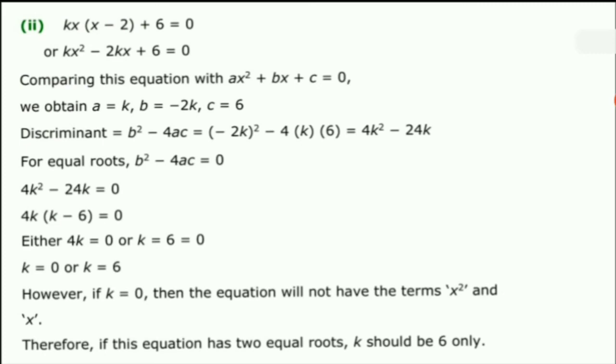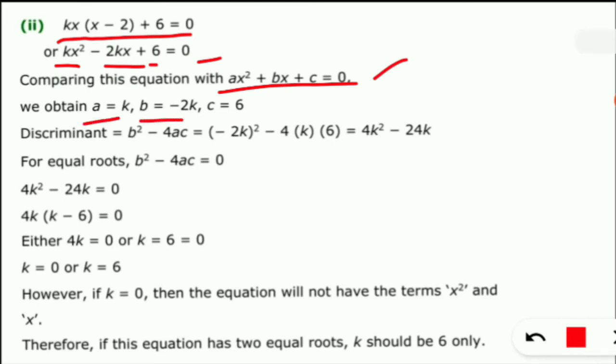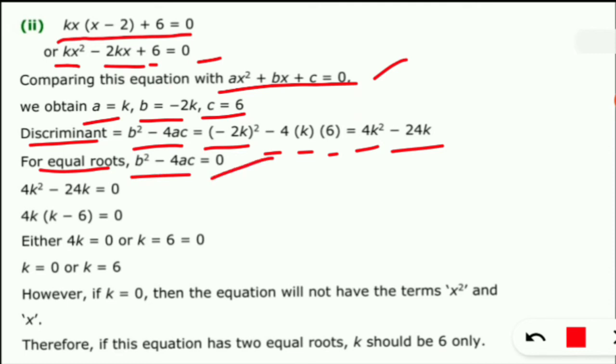So here this is the quadratic equation. If you multiply kx into x, that means kx square minus 2kx plus 6 equals 0. Again we compare this equation with ax square plus bx plus c equals 0, then a equals k, b equals minus 2k, and c equals 6. So the discriminant b square minus 4ac is (minus 2k) square minus 4 into k into 6, that means 4k square minus 24k. For equal roots we know the discriminant b square minus 4ac equals 0.